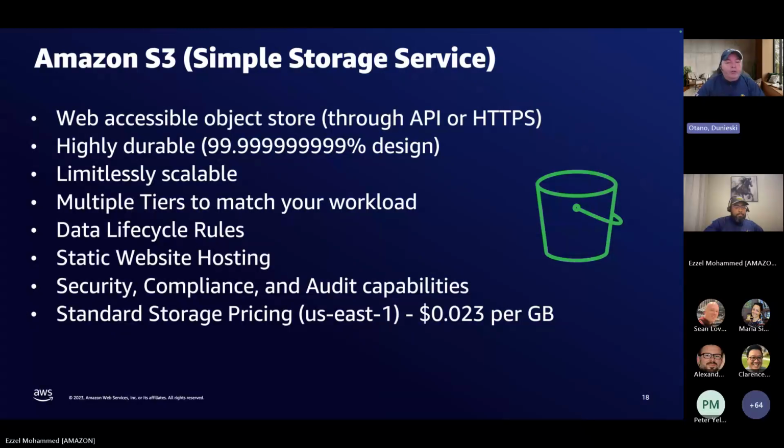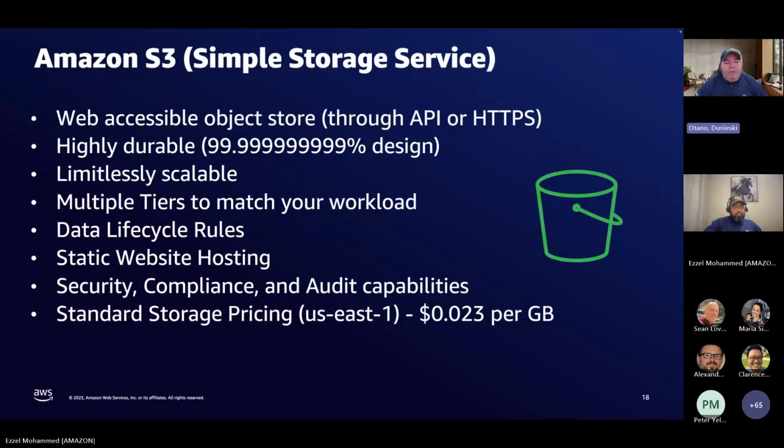It's a highly durable storage offering with 11 nines, which means that I think in a group of 100,000 files or objects, you will lose probably one file in 10,000 years, something like that, right? That's what this 11 nines durability means. It's limitlessly scalable. It means that you can store as much as you want, right? Of course, there's a limit per object. I think it's 5 gigabytes per object, but you can store as much as you want. It's scalable, right?